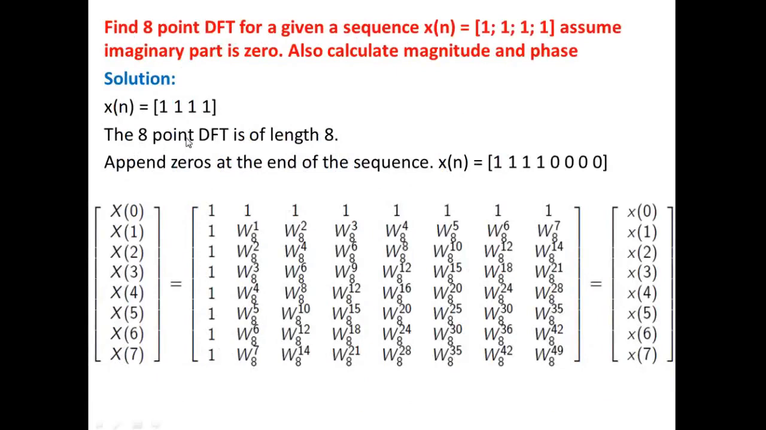So the important concept is zero padding. The main thing is we have to check for equal length on the output side as well as the input side. If not, we have to add extra zeros to the input. Adding extra zeros at the end of the sequence is called zero padding. This zero padding is very important in the DFT.